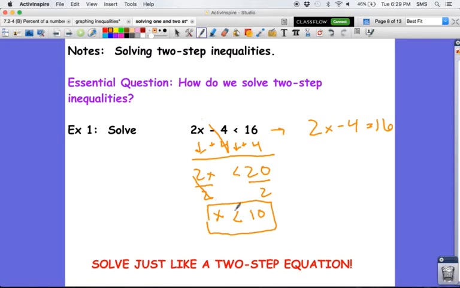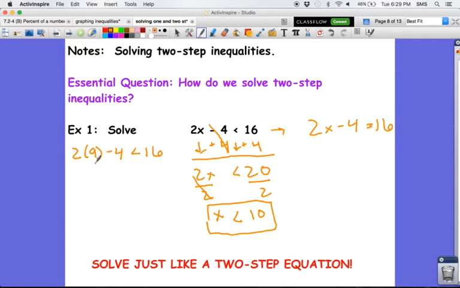Okay, so let's pick a number less than 10 real quick, just to check to make sure we did our answer correct, and let's plug it in for x. So if I were to pick any number less than 10, I'll just pick 9. 9's less than 10. So I do 2 times 9, because I'm filling it in for x. 2 times x minus 4 should be less than 16.